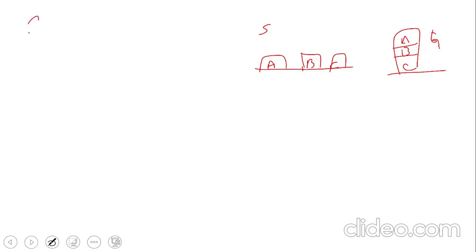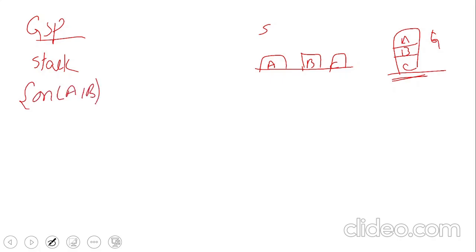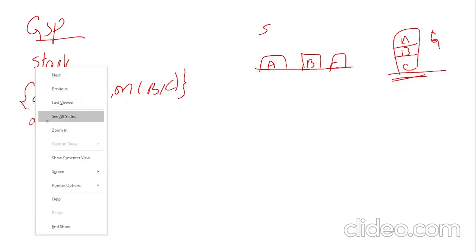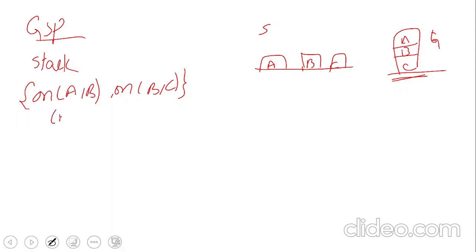Now the first thing, what do I need to write? This is the goal state, what we are having: on A comma B, on B comma C. Next I will write on A comma B and on B comma C. Now the first one, pop.